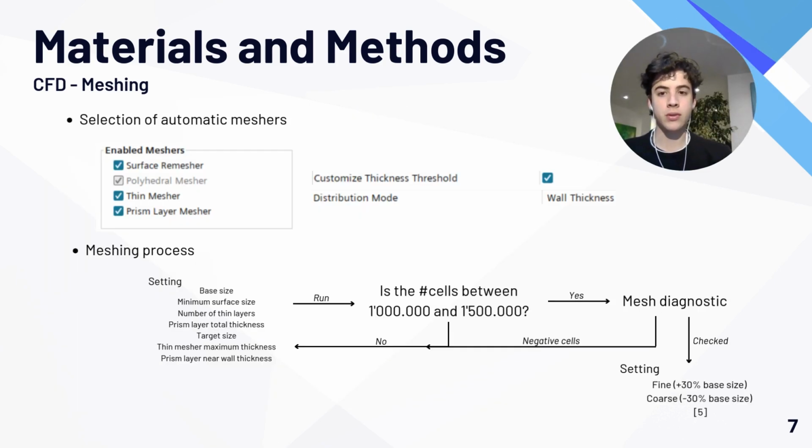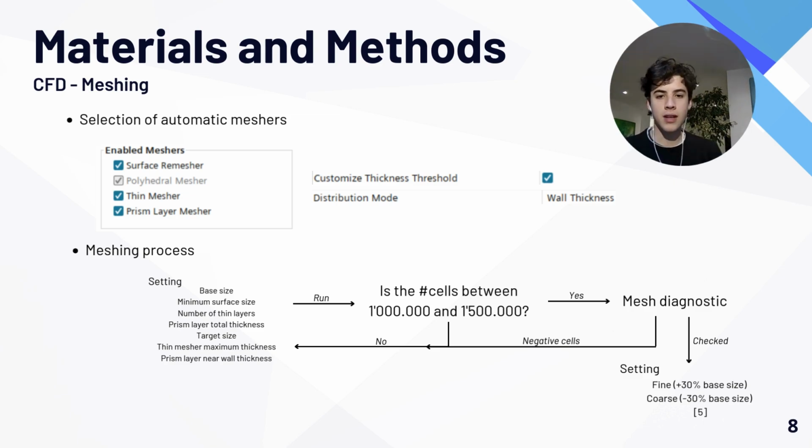After that, the mesh was constructed with four different automatic measures, with two additional settings, such as customized thickness threshold and distribution mode. The meshing was an iterative process where various parameters, such as base size, had to be adjusted to run a mesh with a number of cells between a million and a million and a half. If this was positive, it was necessary to have a diagnostic without negative cells. With this, it could be possible to run the fine and the coarse meshes.